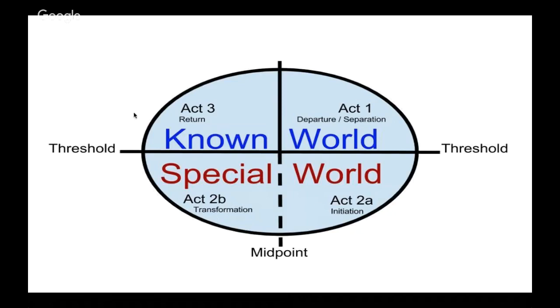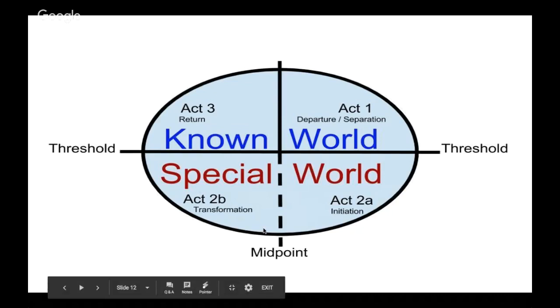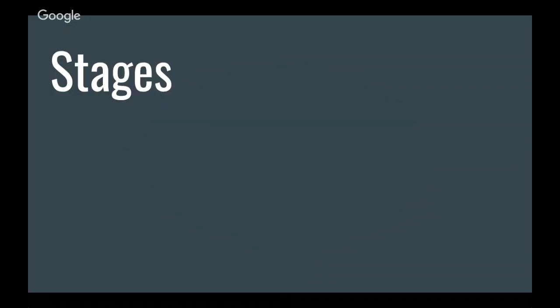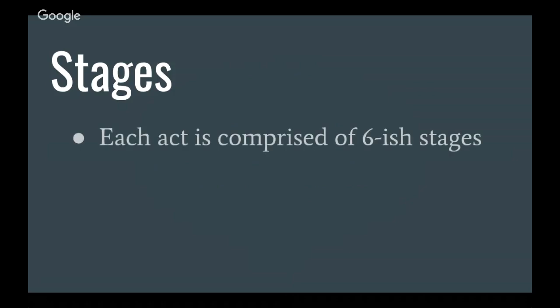Then they cross back into the threshold, into the known world again in Act 3, and they use the new powers and knowledge that they learned here in the special world to restore society in the known world. And that is the 3-act structure. So now let's talk about stages. Each act is comprised of about 6 stages.